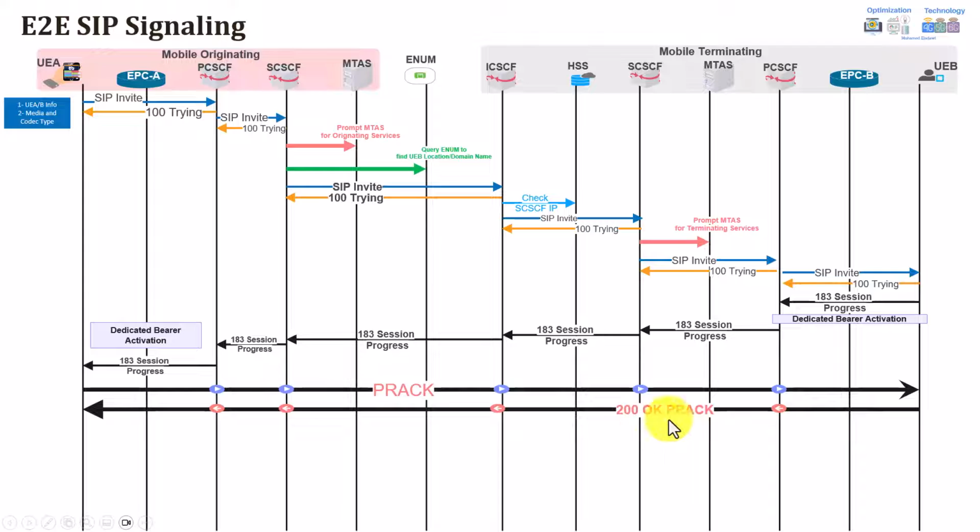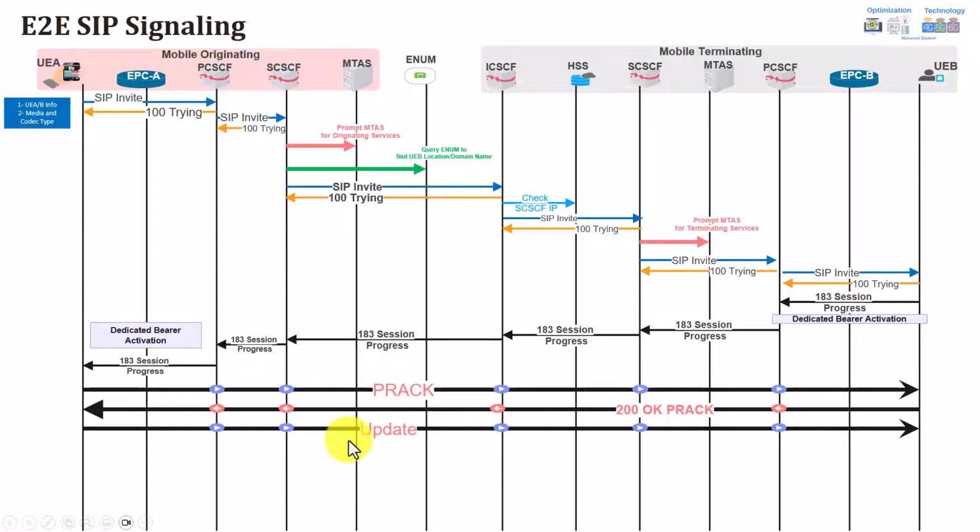So we'll send back 200 OK PRACK. Then the user will now send something called an UPDATE message. Actually, this flow is for the normal flow. Sometimes this assumes something called precondition is on.